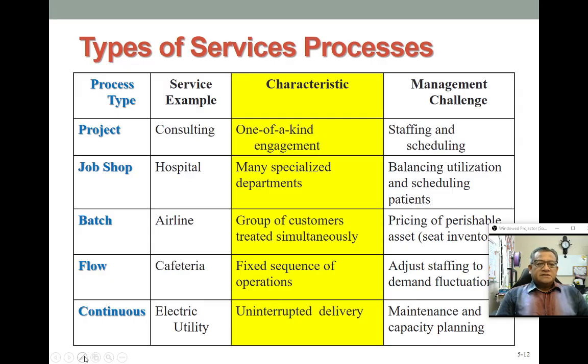The last process type is continuous. For example, an electric utility. If the power is shut down, normally you are expected to have a continuous power supply. So maintenance and capacity planning are very important as the management challenge to keep up with the power supply.